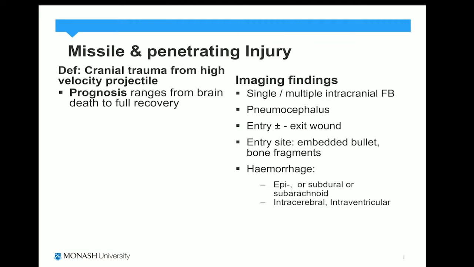So let's first look at missile and penetrating injury. These are high velocity projectiles, and the prognosis can range from brain death to full recovery. So what would you see on imaging? There could be single or multiple intracranial fragments, especially if it's a bullet that has fragmented into little pieces. You look out for signs of pneumocephalus, and then also the entry and the exit wound. Normally the entry wound is smaller and the exit wound would be bigger. And then also at the site of entry, quite often there might be bone fragments or embedded bullets. And then if there's hemorrhage, try and identify the type of bleed.